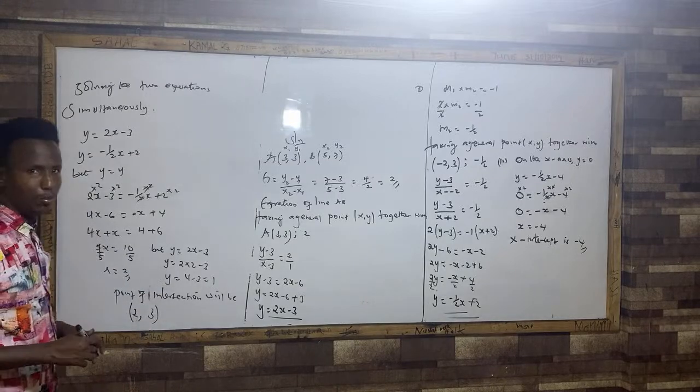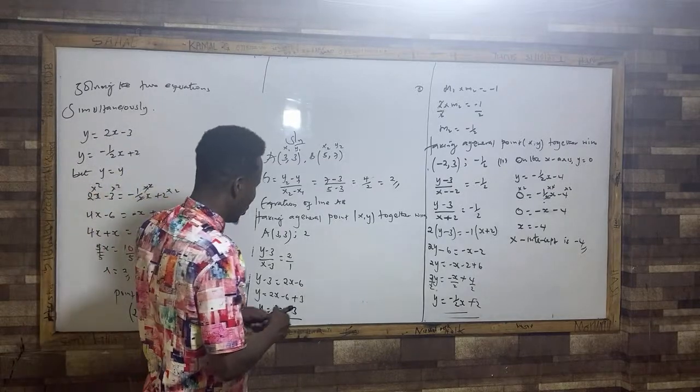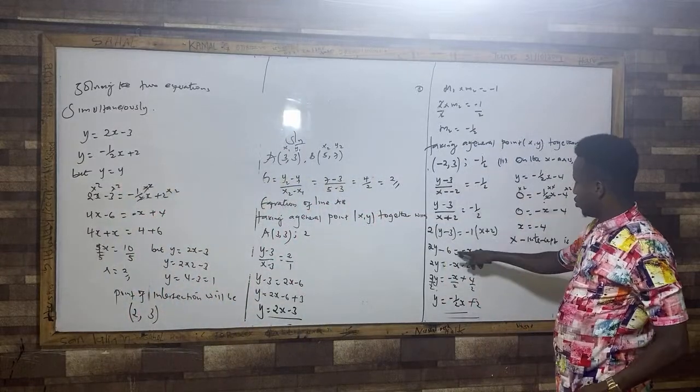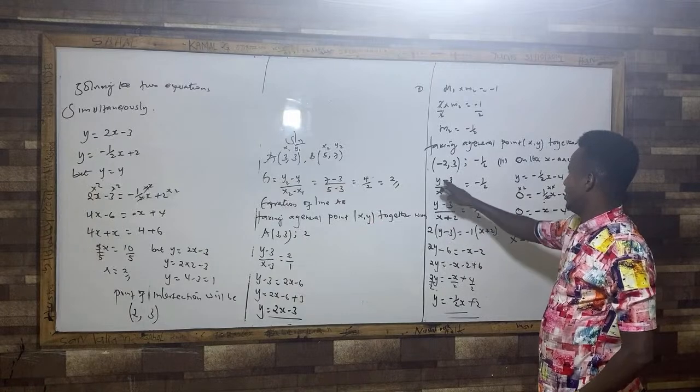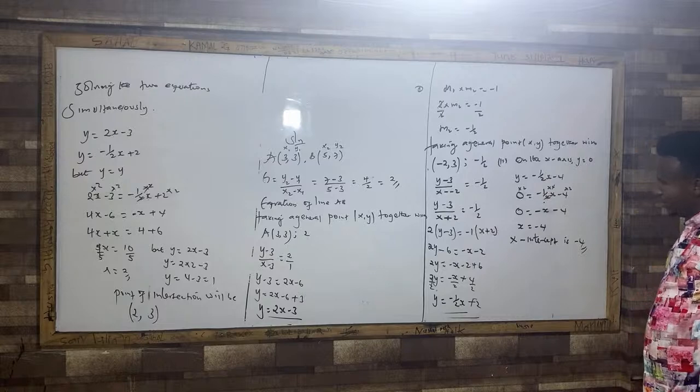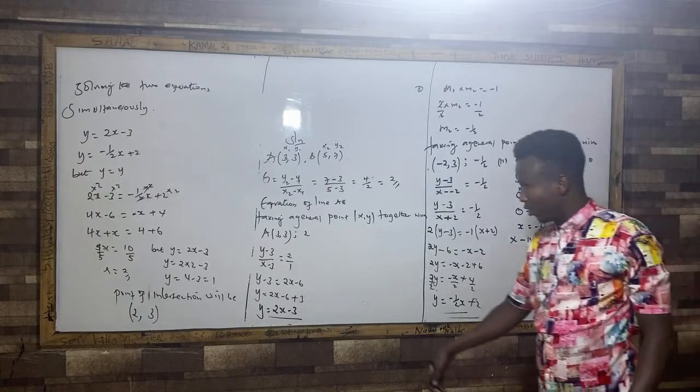Very good, okay? I really apologize because we have done some error here. The error was that this times this should be negative 6, not plus. But we have now corrected the error, okay?